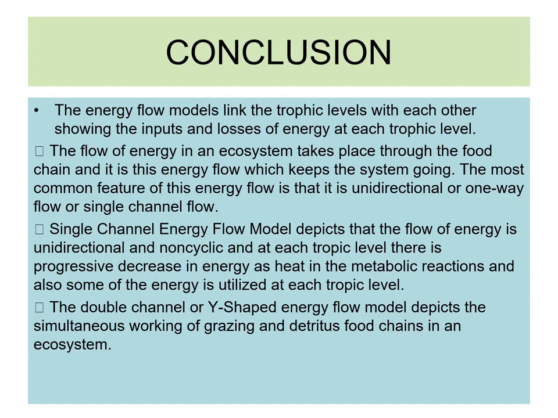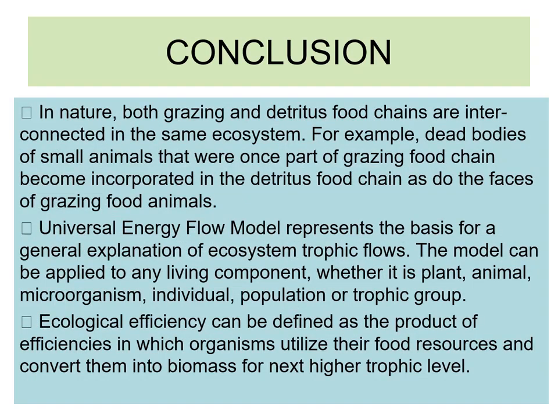In the double channel or the Y-shaped channel, we see that there is association between the grazing food chain and the detritus food chain, and it is more realistic because in nature both grazing and detritus food chains are interconnected in the same ecosystem. For example, the dead bodies of small animals that were once part of the grazing food chain become incorporated into the detritus food chain, as does the fecal matter of the grazing food animals.